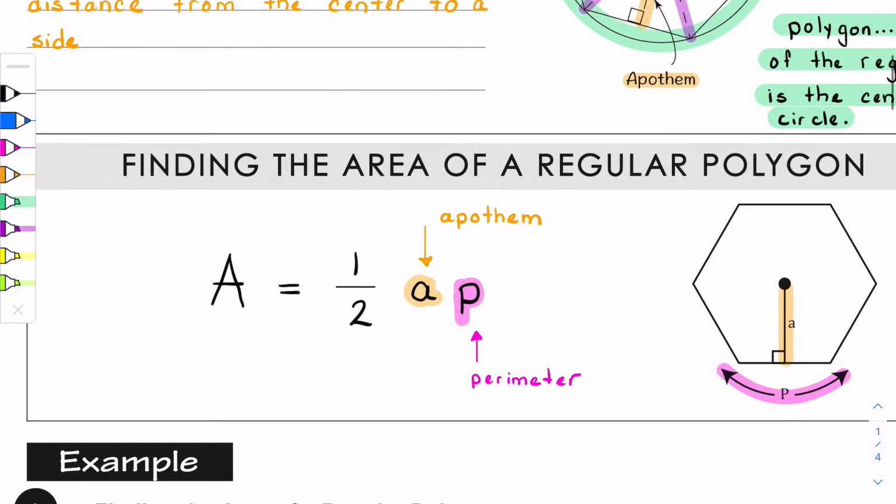So the area formula for a regular polygon is stated as the area is equal to 1/2 times the apothem times the perimeter. And you have to find the apothem and find the perimeter before you can calculate the area.